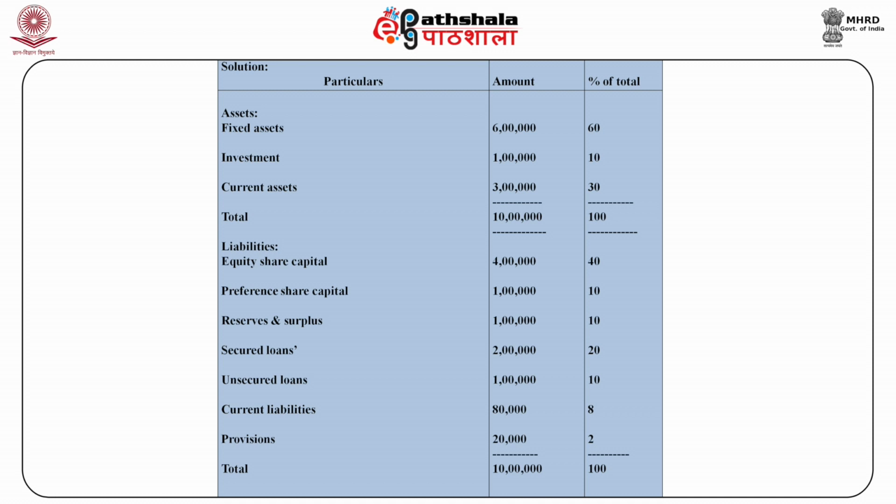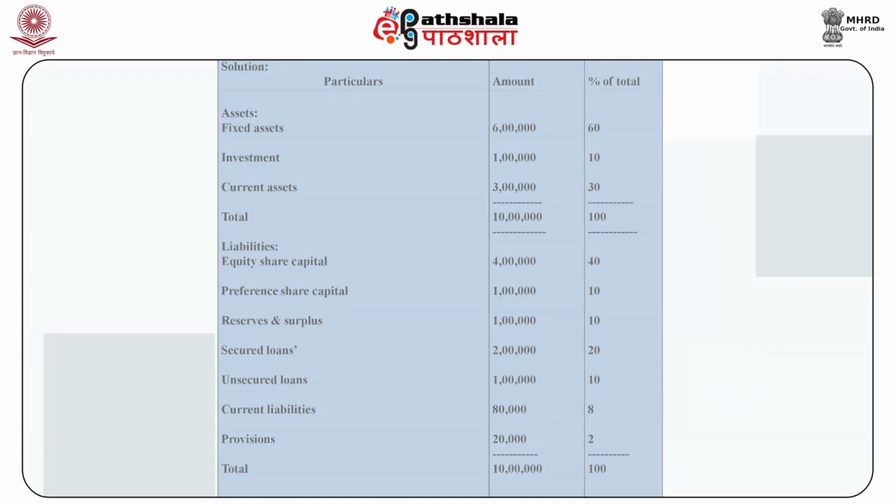Then we have liabilities, that is equity share capital of 4 lakh, that is 40% of the total. Then we have preference share capital of 1 lakh with 10% of the total, reserves and surpluses of 1 lakh with 10% of the total, secured loans 2 lakh with 20% of the total, unsecured loans 1 lakh with 10% of the total, current liabilities 80,000 with 8% of the total, provisions 20,000 with 2% of the total, making total liabilities of 10 lakh.